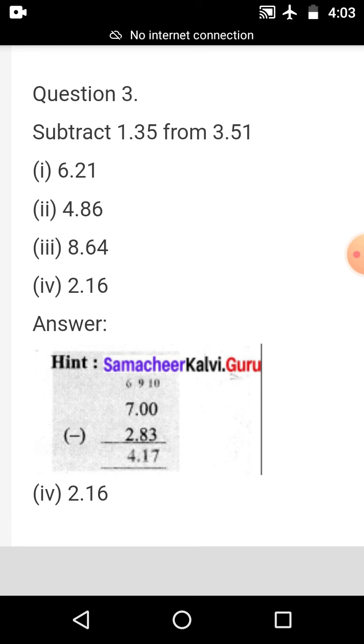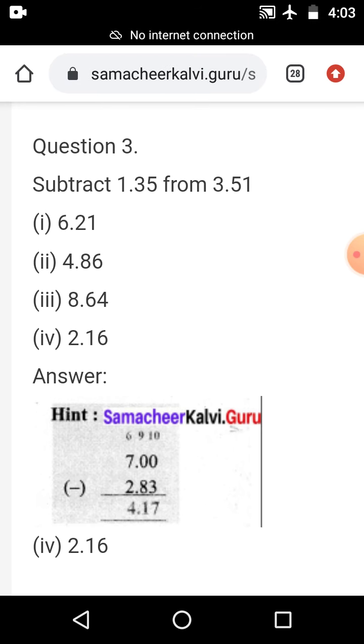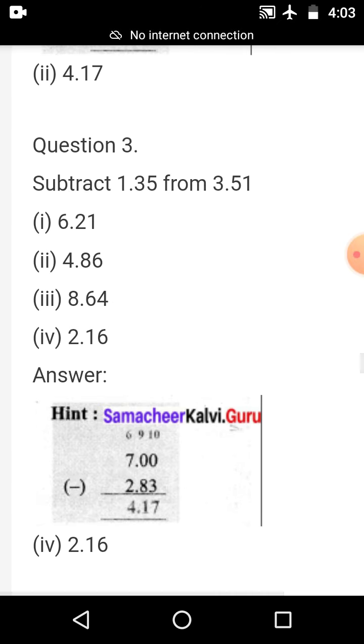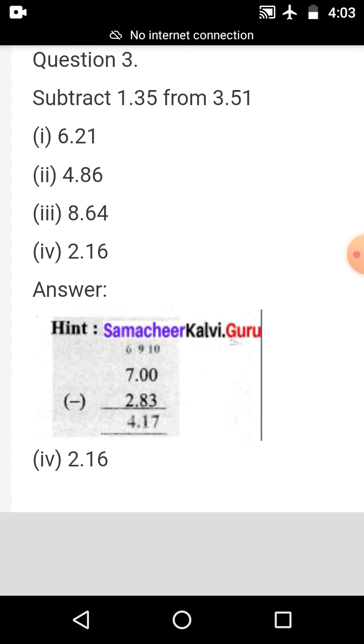4.17. Sorry ma, there is no option here, isn't it? Then find out the answer, 3.51 minus 1.35, isn't it? The answer will be 2.16. Okay ma.